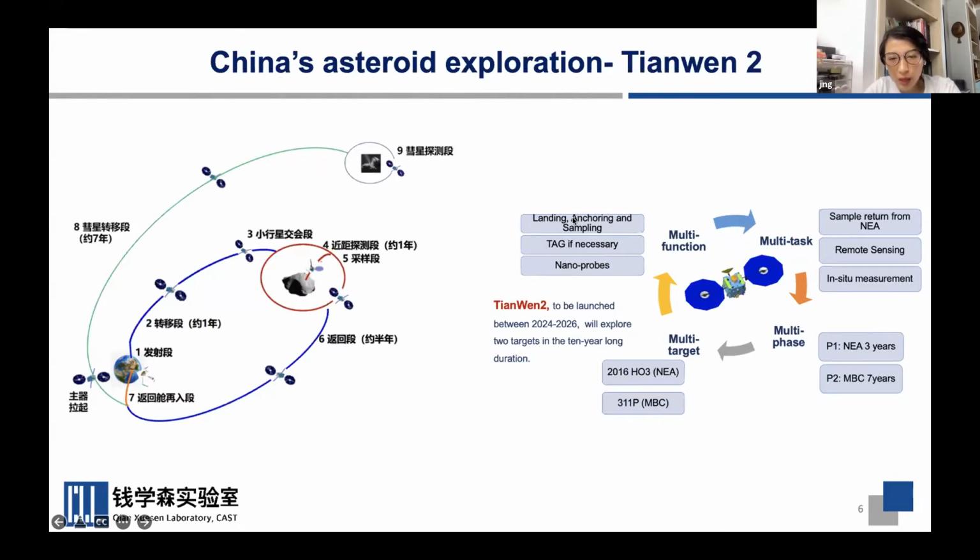The mission will land, anchor, and sample the material from the surface of the NEA. Then it probably will deploy nanoprobes from the spacecraft. It's a multiple task: sample return, remote sensing, in situ measurement. So it's a multiple phase mission. Phase 1 will last 2 to 3 years. Phase 2 will last 7 years. So it's a very long journey to go.